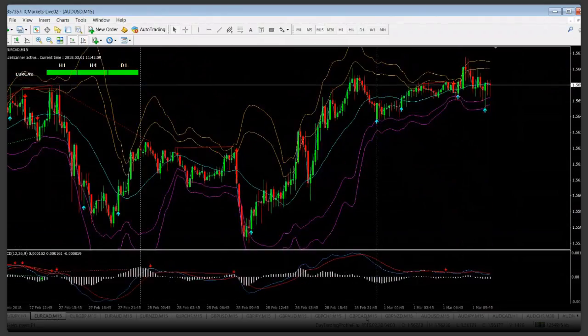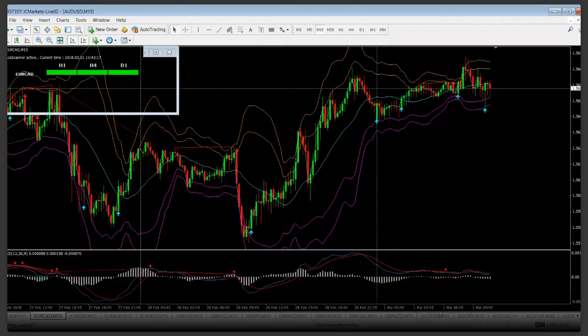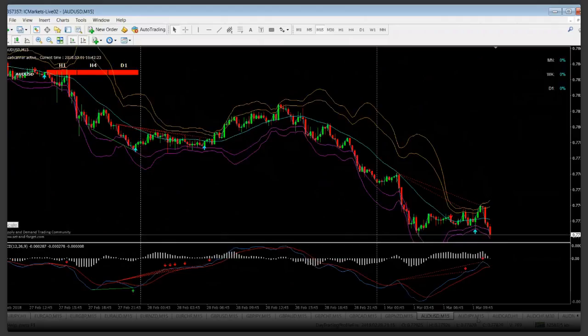Euro CAD still going nowhere. If this doesn't start to move soon, guys, I'll just close out that trade for a break even and concentrate on the Aussie trade, which is moving our way straight away. Also the Aussie CAD.